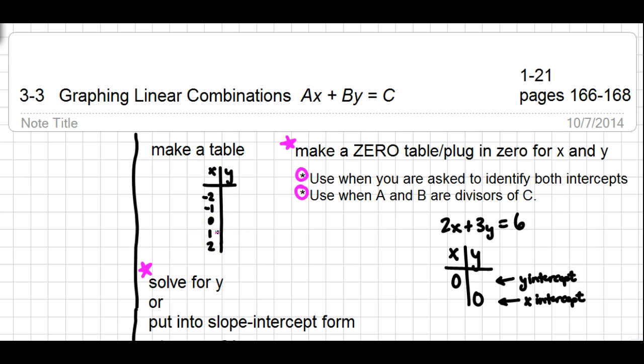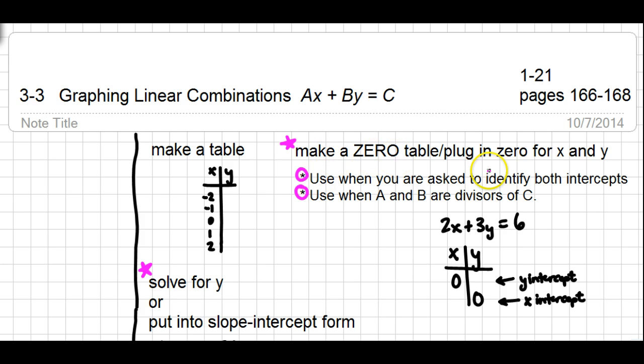Instead, I'm going to have students practicing making a zero table, which means they'll simply plug in 0 for x and for y. Students can also solve the equation for y or put it into slope-intercept form and then graph it from there. So we're going to practice and utilize both methods today in the examples.